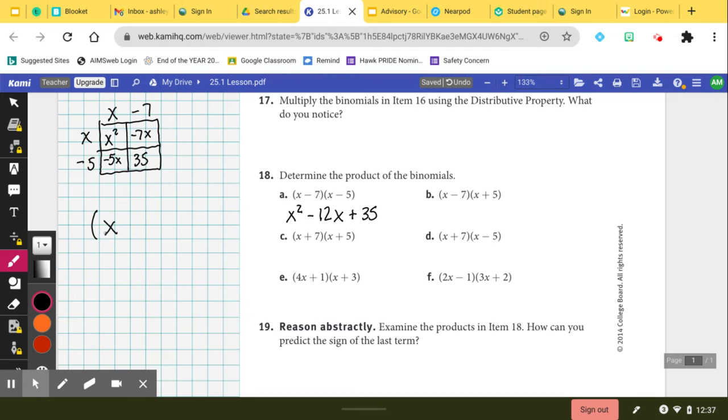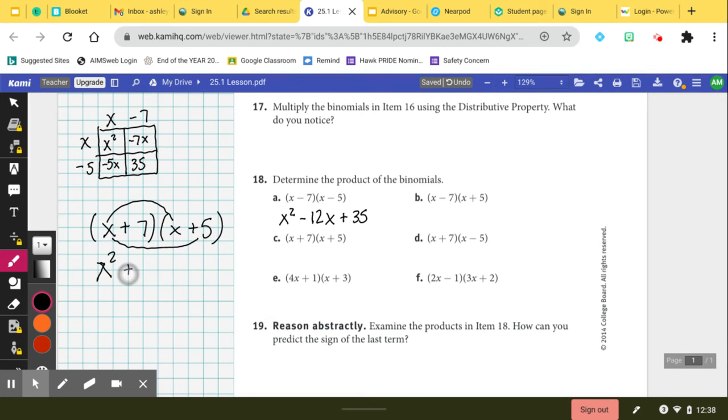So we have x plus 7 and then x plus 5. So FOIL stands for first, outer, inner, last. So first being x times x, so the first two terms in the binomials, which is x squared. Outer, so x and 5, so that would be plus 5x. Inner, 7 times x, which is 7x. And last, which is 7 times 5, which is 35. Combining like terms, we get x squared plus 12x plus 35.